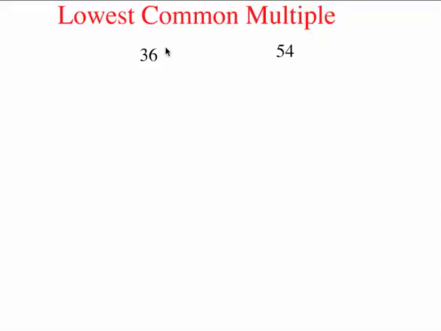Lowest common multiple. We're looking for a number that 36 and 54 fits into. And we're looking for the smallest number. We're looking for the first number that 36 and 54 fits into. So let's quickly look at multiples.